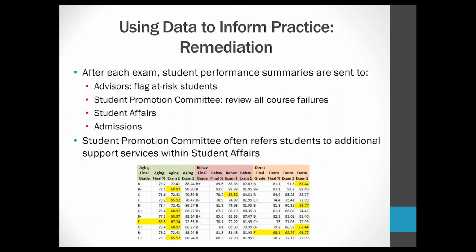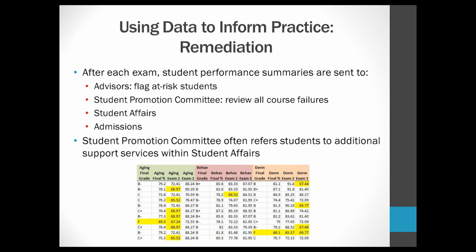And these as well are sent to four main stakeholders who use this data in different ways. I mentioned advisors already, but this is where the Student Promotions Committee becomes involved, our Student Promotion and Academic Progress Committee. And also this report with a full summary goes to Student Affairs and to Admissions. And we'll talk about admissions in just a moment.